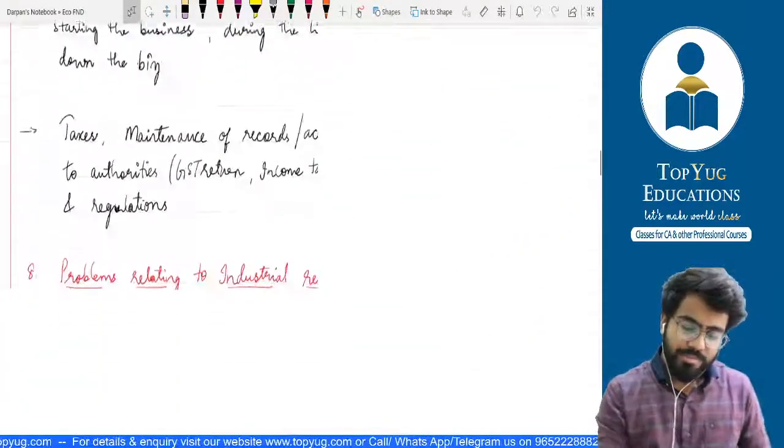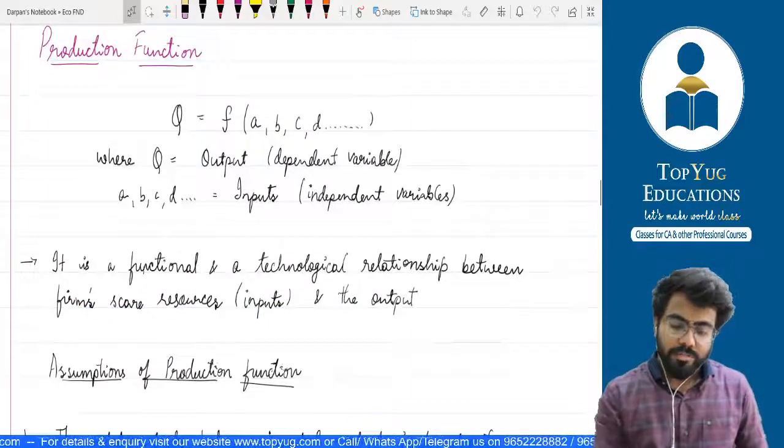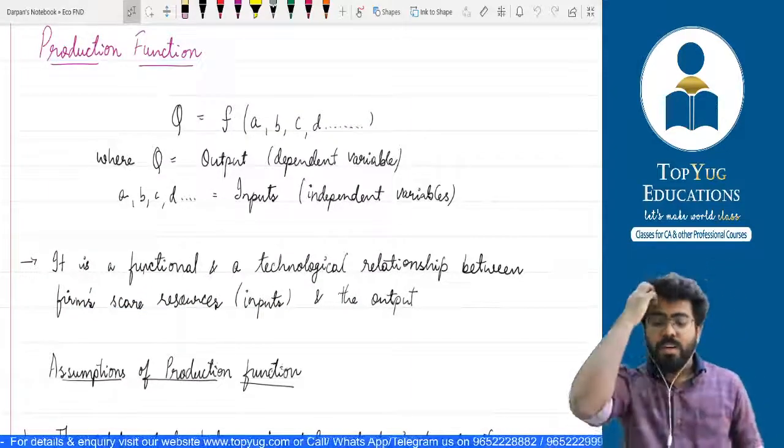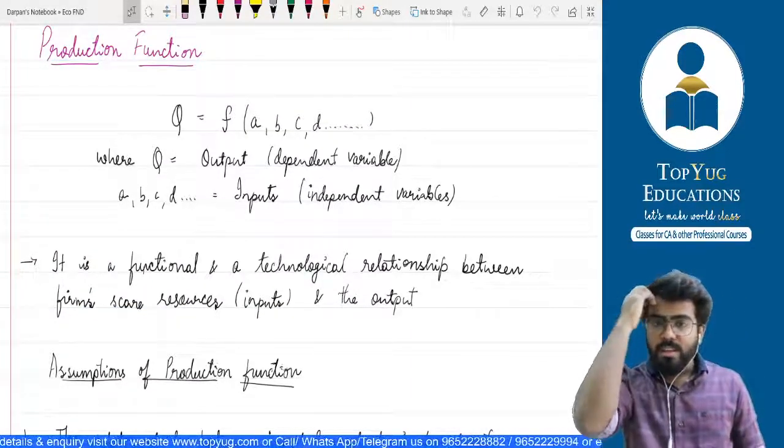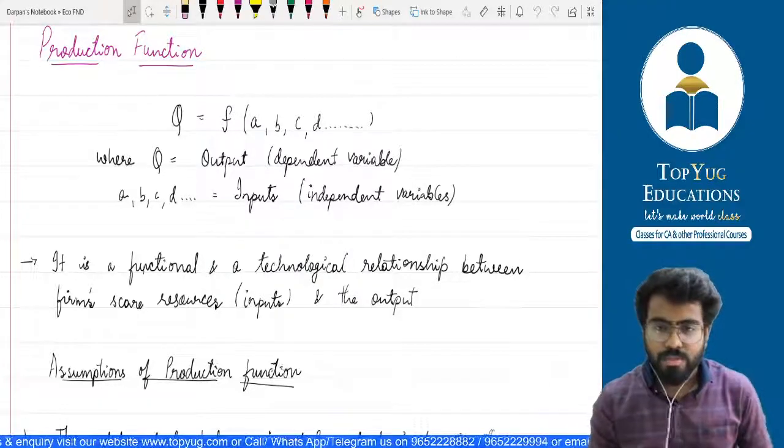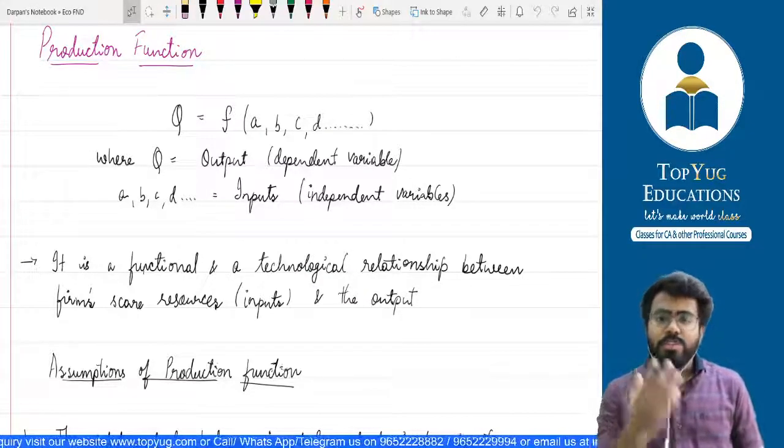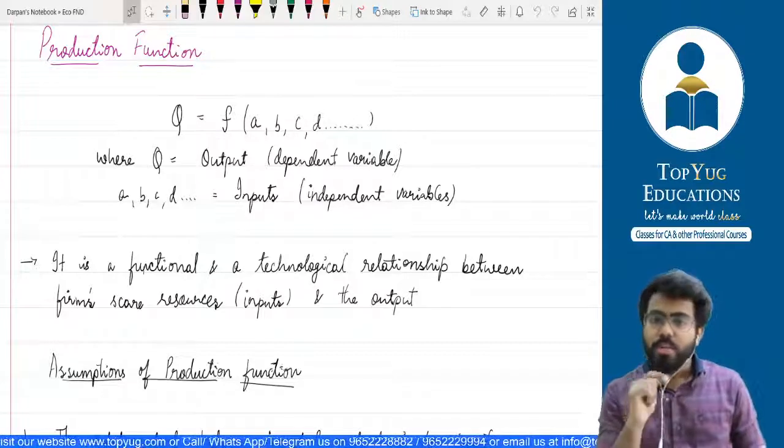Correct? Then we moved on to production function. What's a production function? It's nothing but the relationship between input and outputs, correct? Output, which is a dependent variable, is being shown by Q.